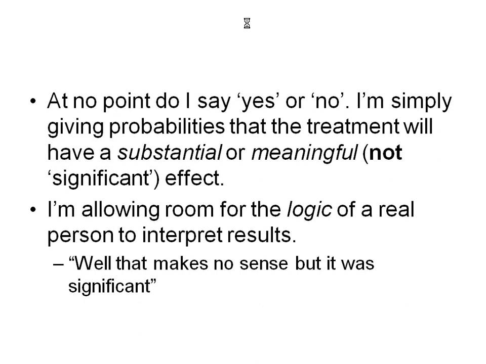So at no point do I say yes or no. I'm simply giving probabilities that the treatment will have a substantial or meaningful but not significant effect. I'm allowing room for the logic of a real person to interpret results. The result has to make sense in order to be meaningful. We don't just accept or reject a result based on its statistical significance. It needs to have a substantial impact, which we quantify with a Cohen effect size, and there needs to be some kind of range of interpretation, which we express as a 95% confidence limit.